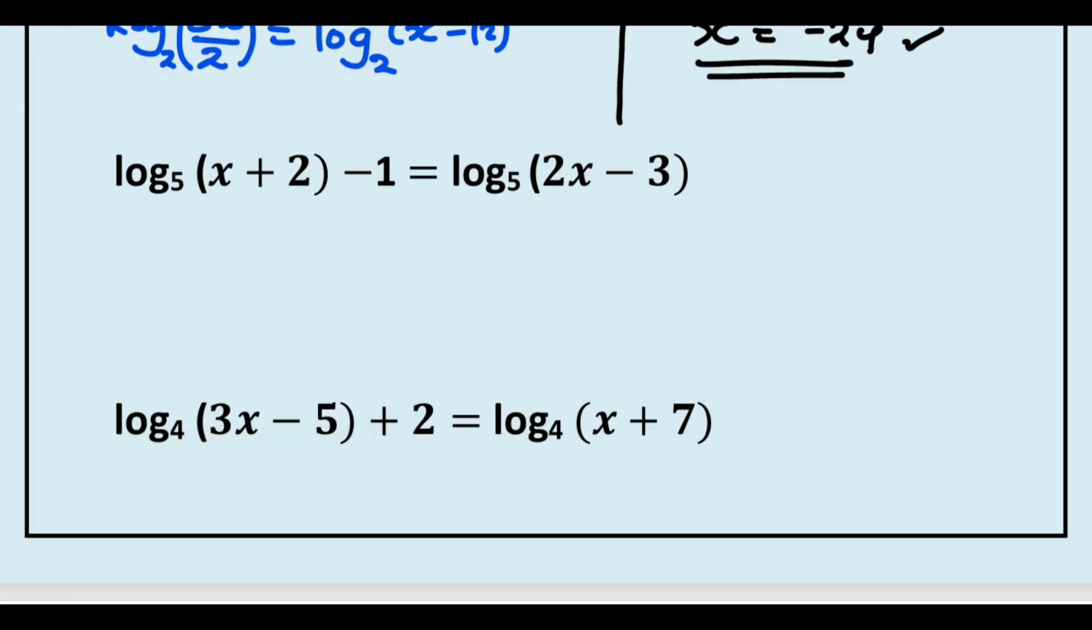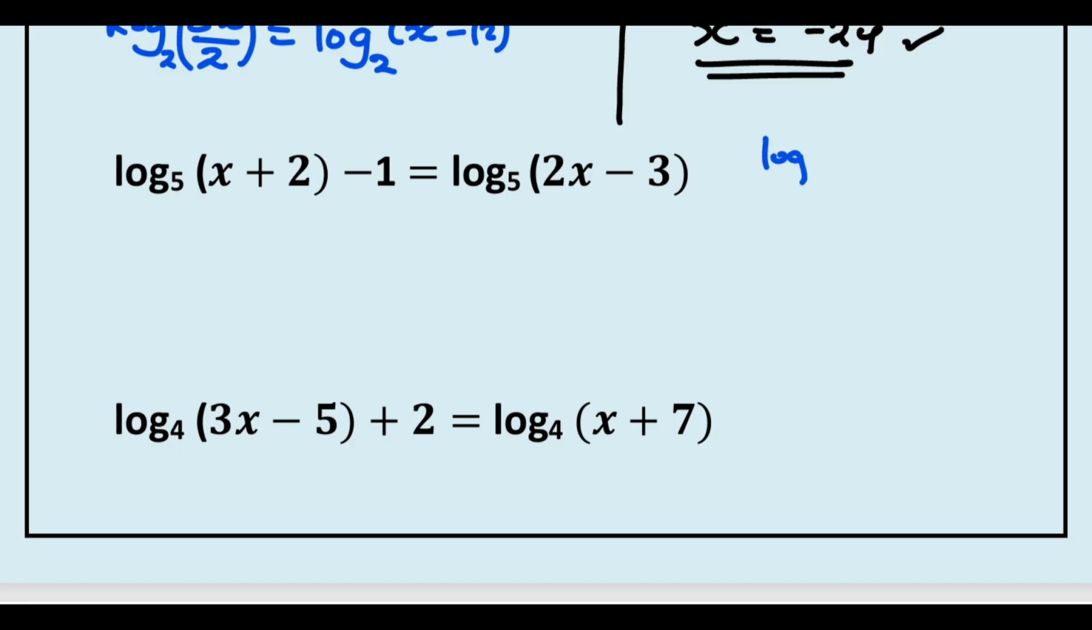The next, log (x plus 2) minus 1 is equal to log (2x minus 3). Now in this case, we have this constant here, which we are going to deal with first of all, even before we proceed. The bases are 5. So we're going to introduce a logarithm. We are going to convert this negative 1 into a logarithm. So remember, earlier on, we discussed this and we said that we are able to introduce. So this is how we are going to introduce.